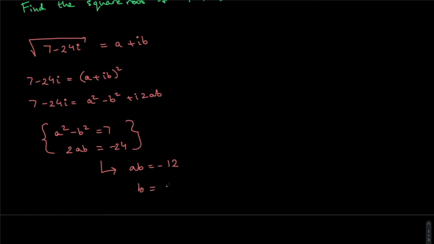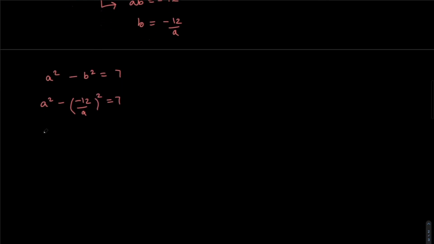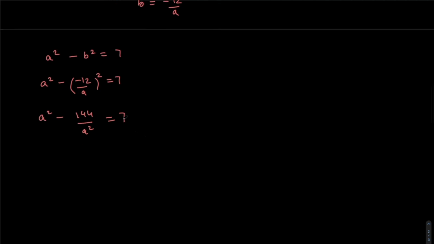If we do that, we're going to have b is equal to minus 12 upon a. So let's go to the next page. We're going to have a squared minus b squared is equal to 7. Then we have a squared, and for b, I'm going to put in minus 12 by a. So I'm going to have minus 12 by a whole squared is equal to 7. Then I'm going to have a squared minus 144 upon a squared is equal to 7.